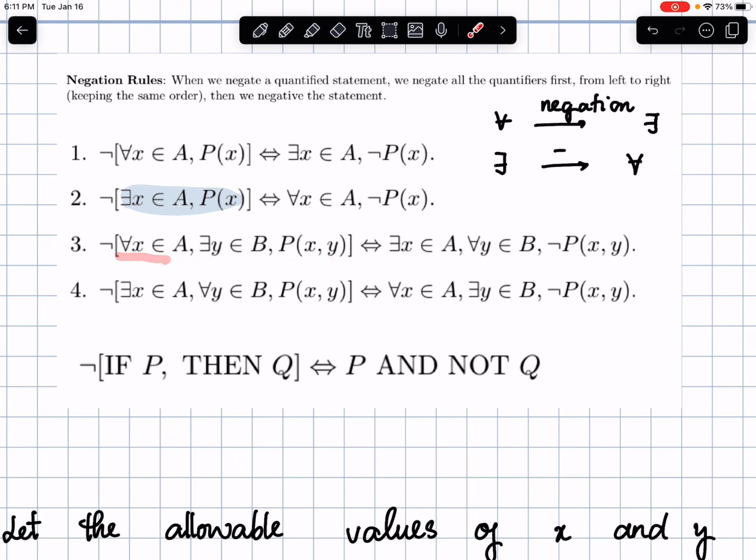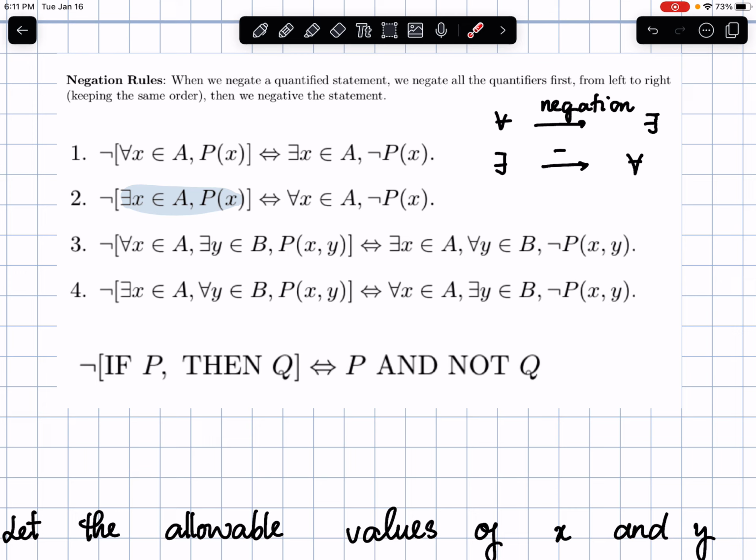The original statement is for all x in A, there exists y in B such that P x y. The negation is there exists x in A, such that for all y in B, not P of x y. Alright, we just change from for all to there exists, from there exists to for all. The statement becomes the negation.